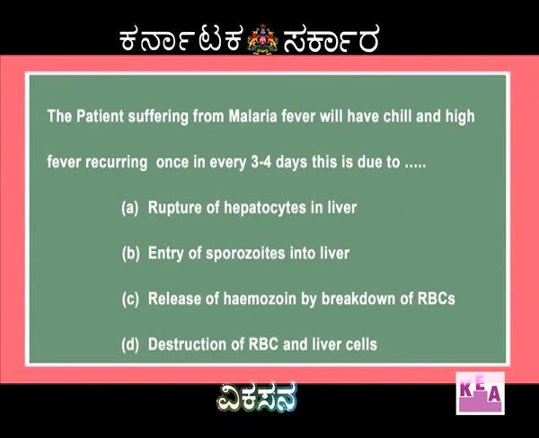We move on to the next question. The patient suffering from malaria fever will have chill and high fever recurring once in every 3 to 4 days. This is due to, the options are: rupture of hepatocytes in liver, entry of sporozoites into liver cell, release of hemozoin by breakdown of RBCs, destruction of RBCs and liver cells. Let us look into the options. Rupture of hepatocytes in liver cells.